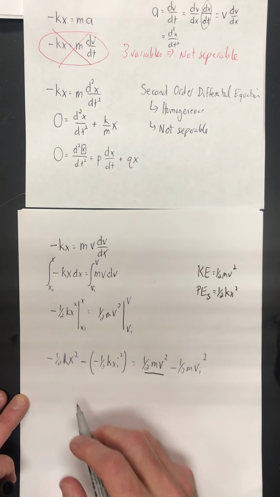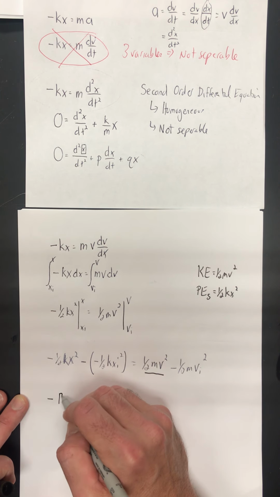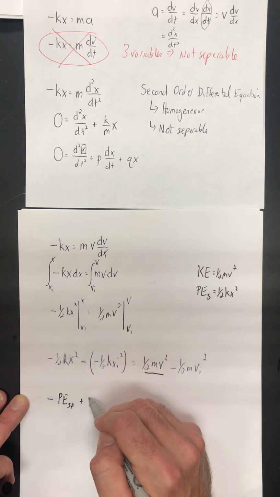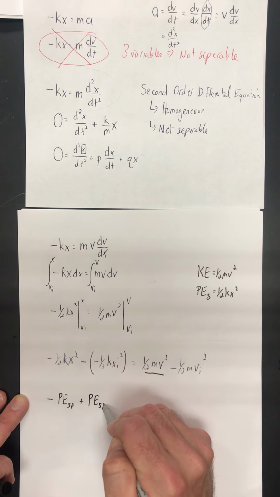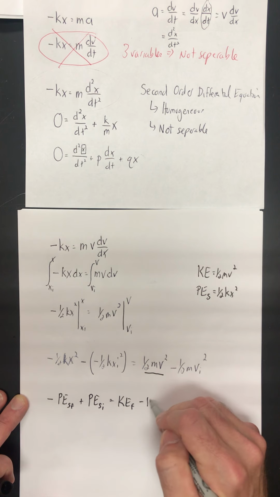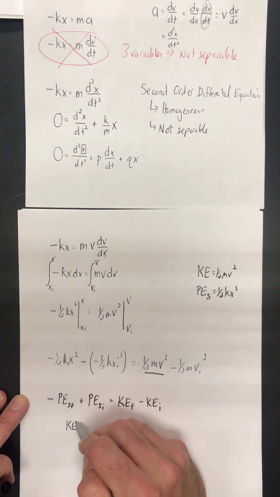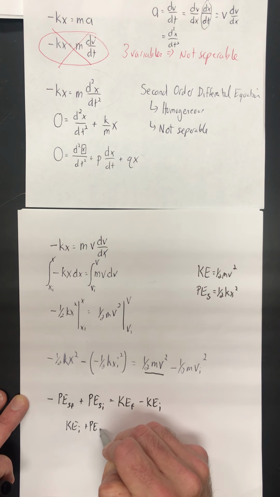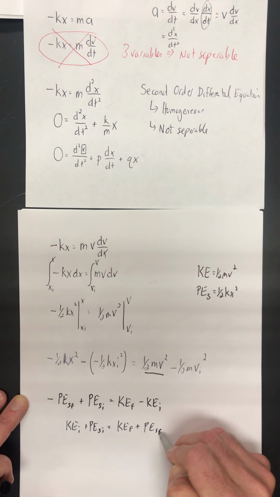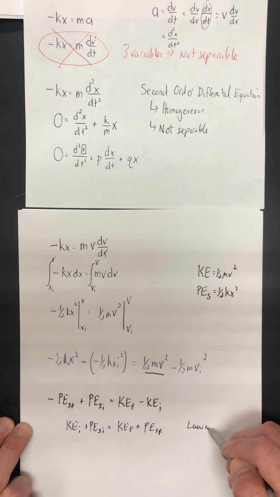Well, let's just clean this up with some negative signs here. This is the potential energy of the spring finally, and this is the potential energy of the spring initially, is equal to the kinetic energy finally minus the kinetic energy initially, or if we just move things around, I don't like negative signs. So kinetic energy initial plus potential energy of the spring initial is equal to kinetic energy final plus potential energy of the spring final. Hold on a second, what on earth is that? That is the law of conservation of energy.